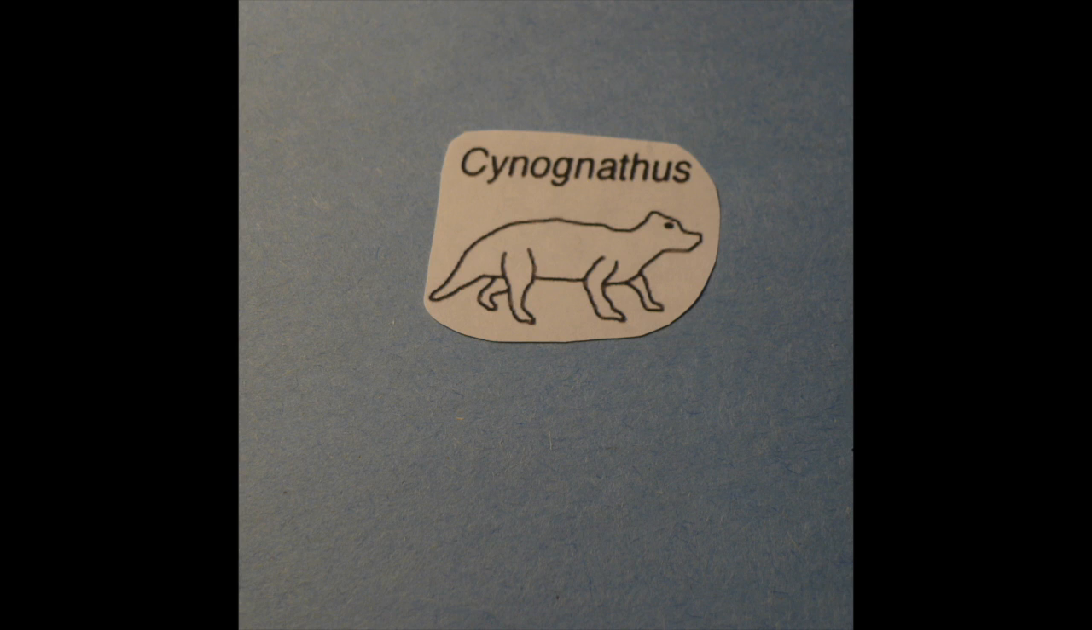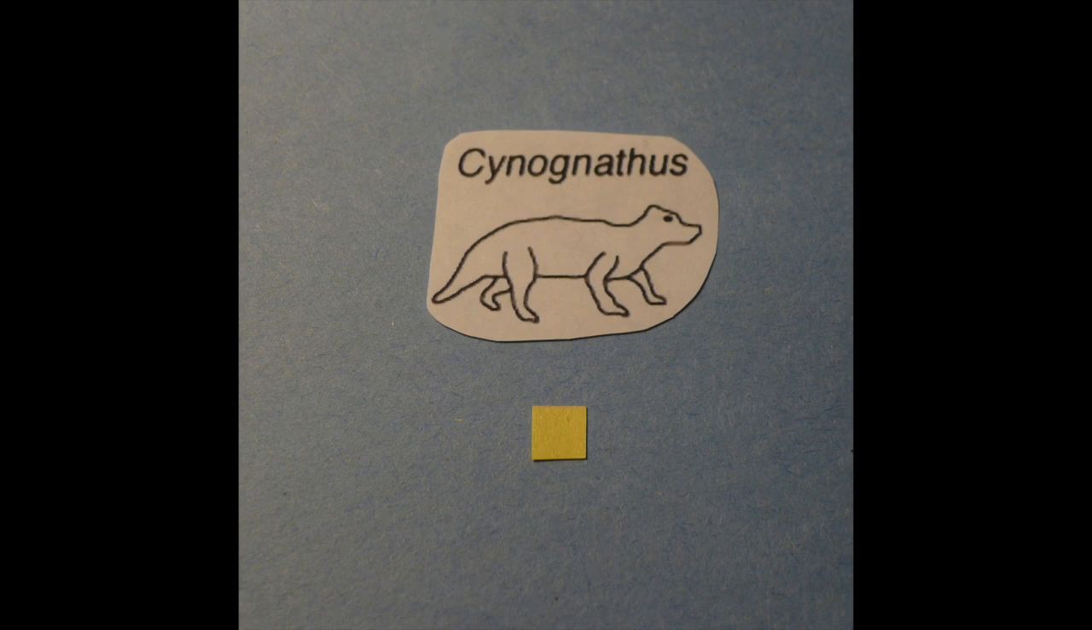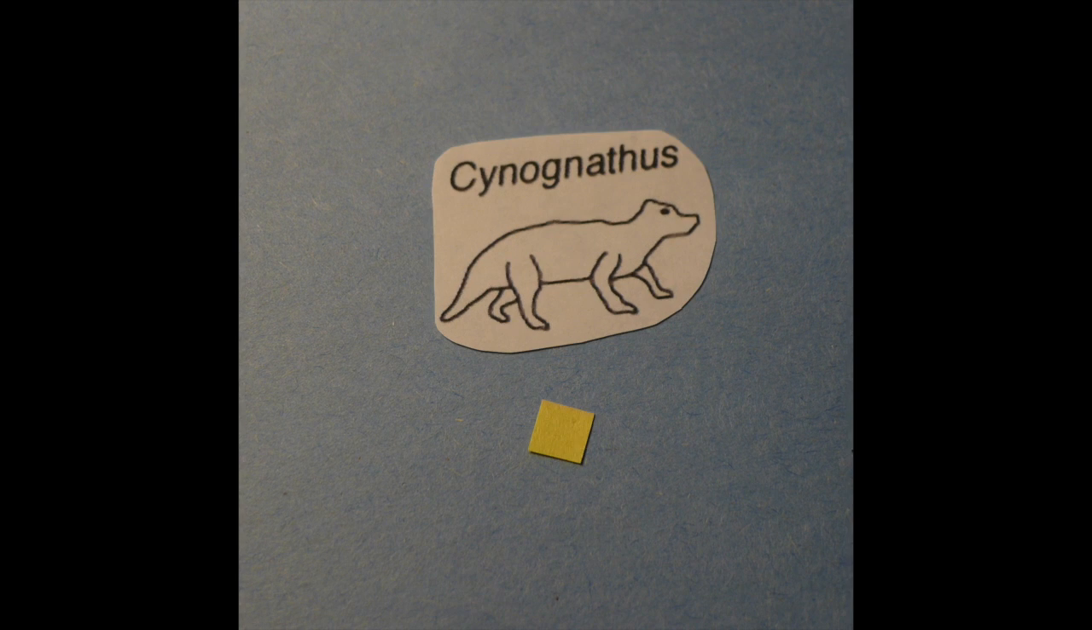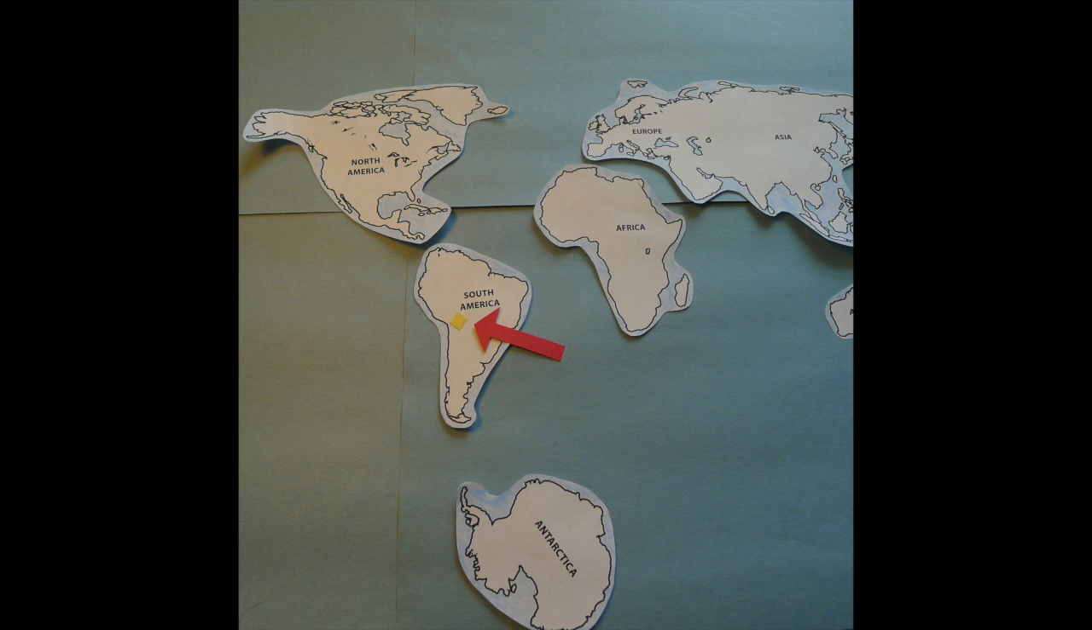The first fossil we will look at is that belonged to Cinnonathus. This was a predator and is believed to be related to mammals. The Cinnonathus will be represented with yellow squares on the map. The Cinnonathus has been found along the west coast of South America and in Central Africa.